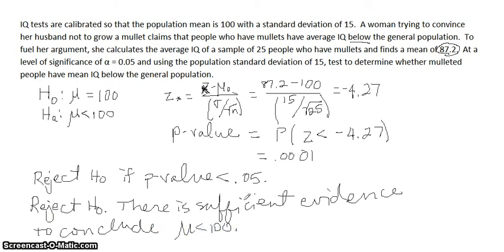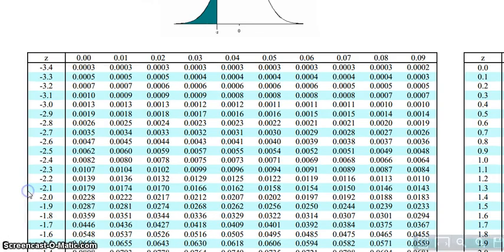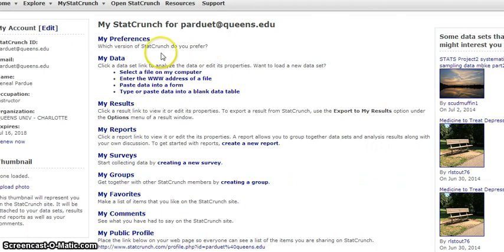Which is not a surprise, since I made up this problem and I wanted to show that having a mullet makes you have a lower IQ. So indeed we can prove, based on this data that I made up, that the population mean for people with mullets is less than the IQs of other people. Okay, so that's how to do that by hand. Let's go over to StatCrunch and do it over there.